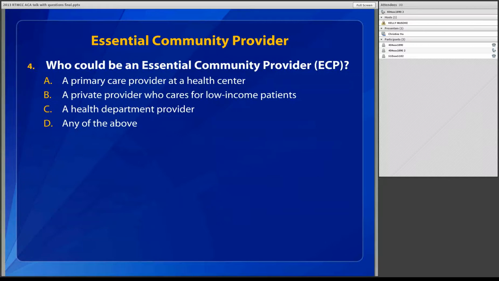Okay, so now let's move on to who is going to be providing the services. So now we come to a term called essential community provider, and your next question is, who could be an essential community provider? A, a primary care provider at a health center, B, a private provider who cares for low-income patients, C, a health department provider, or D, any of the above. Okay, so 2% of you said a primary care provider at a health center, 2% said a private provider who cares for low-income patients, and then the majority, the rest of you, said any of the above, and you're right.